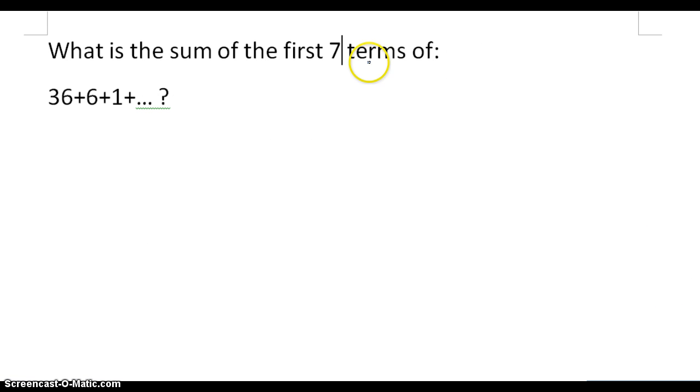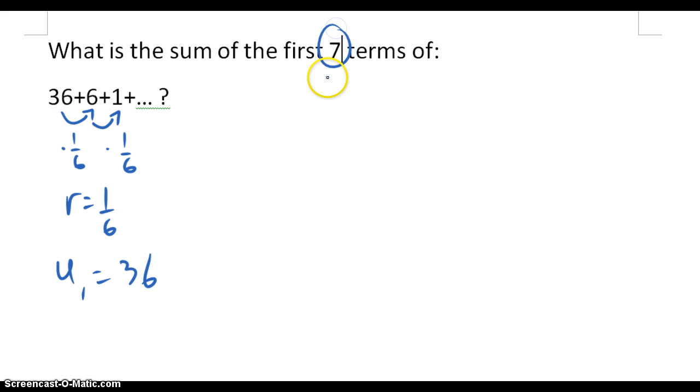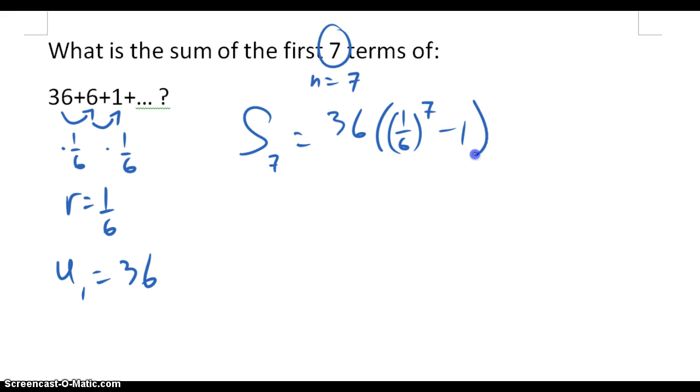So if we have the first 7 terms of this, so if you think about it, what is R here? 36 times what is 6? 6 times what is 1? Yeah, it's 1/6, okay? So that's R. And then again, u sub 1 is 36. And we're looking for the first 7 terms, so n is 7. Okay, so the sum of the first 7 is going to be 36 times 1/6 to the 7th power minus 1 all over 1/6 minus 1.